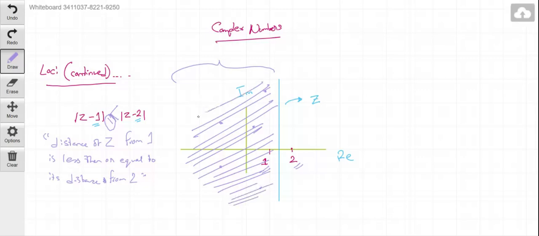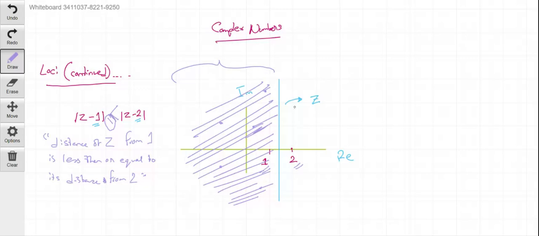And thus, we would shade, and it's up to you how much you want to shade, as long as the examiner understands that you understand that the shading is involved. So if you shade the left side of the perpendicular bisector, you are confirming that these are all possible positions of Z.